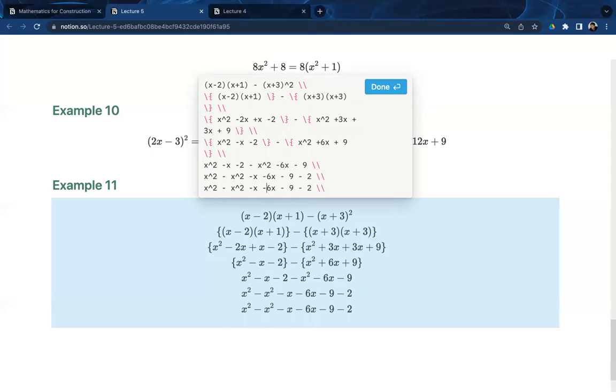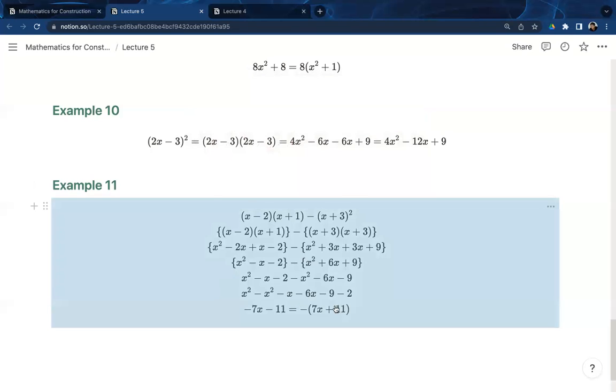So x squared minus x squared is 0. So the x squared goes away. Minus x minus 6x is minus 7x. And minus 9 minus 2 is minus 11. Technically, if you want to factorize this, you could pull out the minus sign, and this is minus, 7x plus 11. If you wanted to factorize it, that's the only way you could really factorize it because all the numbers have a minus sign in front of them, okay?